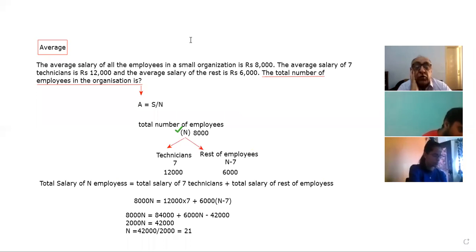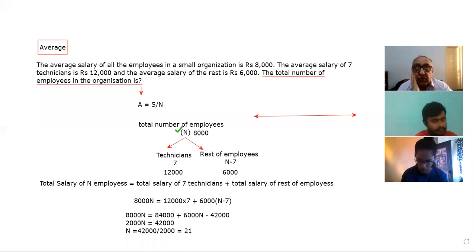The solution to this problem. Now I am giving you one more alternative method of the same problem, right? We will work on one more alternative method of the same problem. So as far as the alternative method is concerned, here the point is that there are two extremes of the average salary.